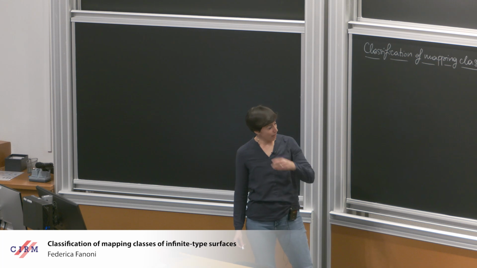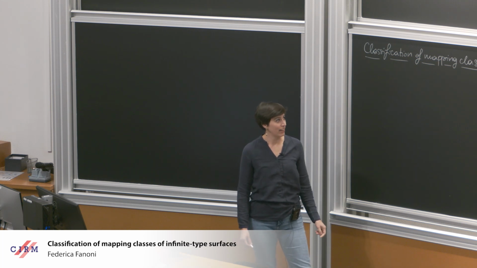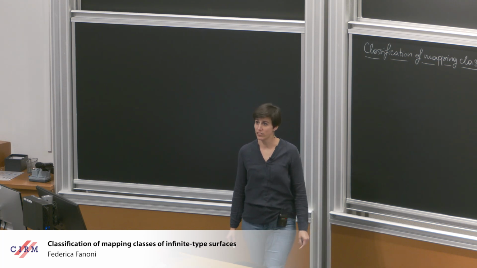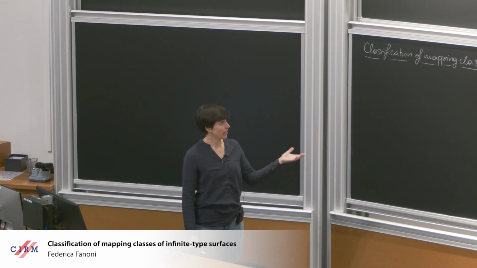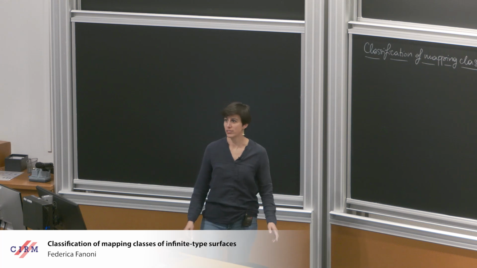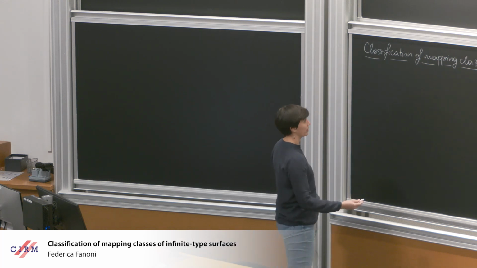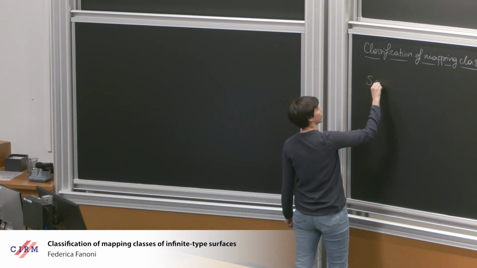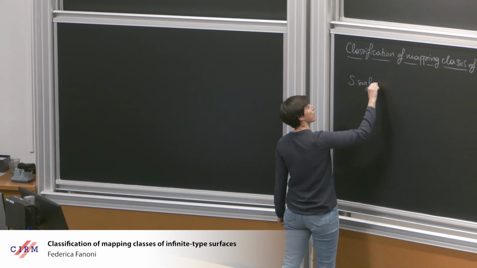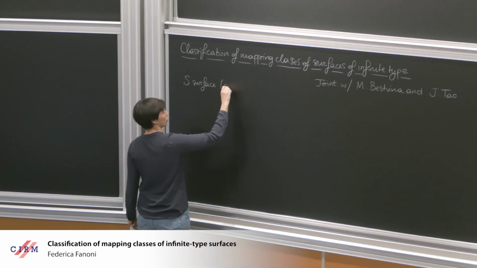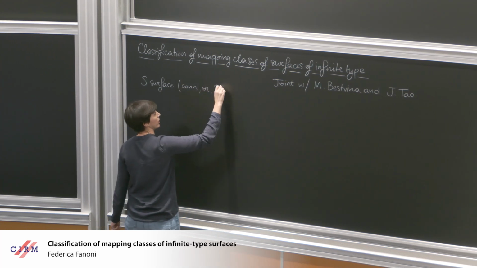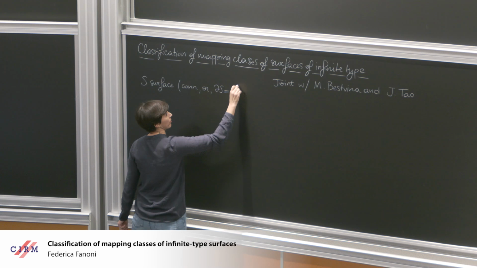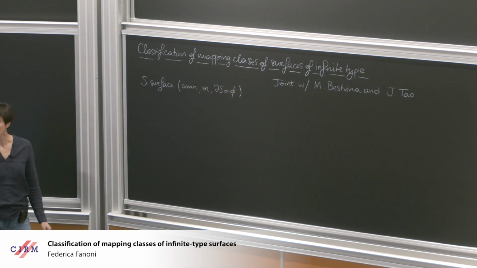So I would like to talk about joint work with Mladen Bezvin and Jing Tao, which relates to the classification of mapping classes for surfaces of infinite type. So let me just start with the setup. I'm going to take a surface S that I'm just going to assume is connected. I'm always going to assume that it's orientable and that it has no boundary.